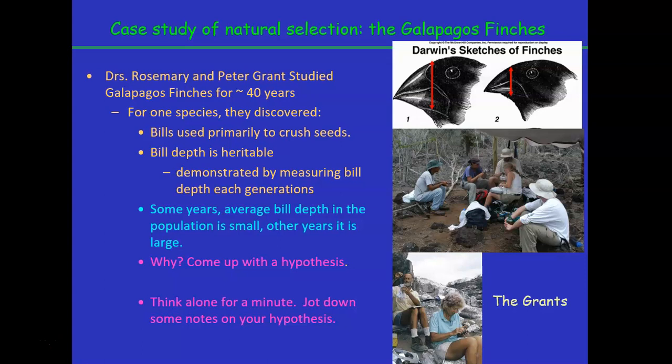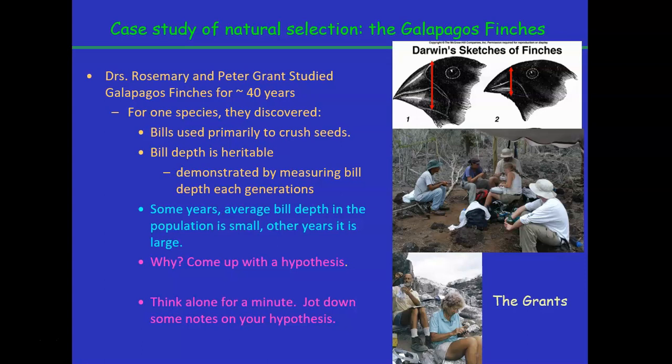All right, so first of all, finches use their beaks to crush seeds. Second of all, by studying generation after generation of these birds, the Grants were able to show data that bill depth is heritable. So offspring will have bill depths that are similar to what their parents have. So if you've got parents with big bills, then the offspring have big bills. If you've got parents with smaller bills, like the bird on the right, the offspring will have smaller bills, and so forth and so on.